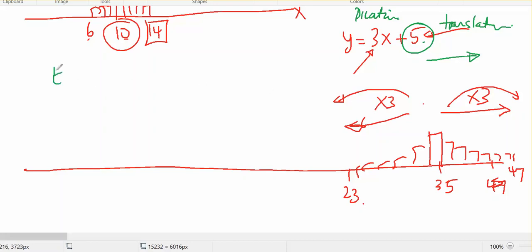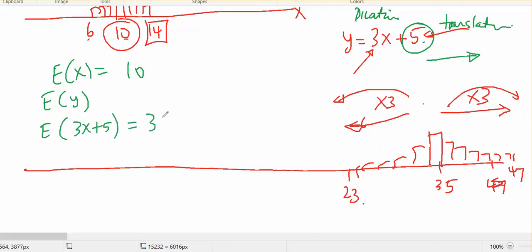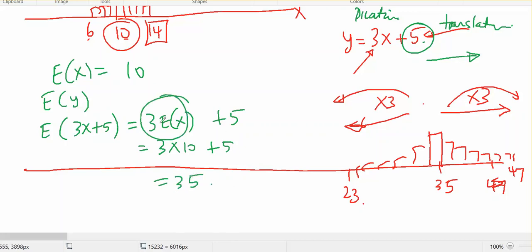That is, the 5 just moved everything 5 units to the right. So if my expected value of x is going to be 10, then I'd expect the expected value of y will equal the expected value of 3x plus 5, which will be 3 times the expected value of x plus 5. 3 times 10 plus 5, 35. I triple my expected value, then I add 5. I triple my largest value, then I add 5.